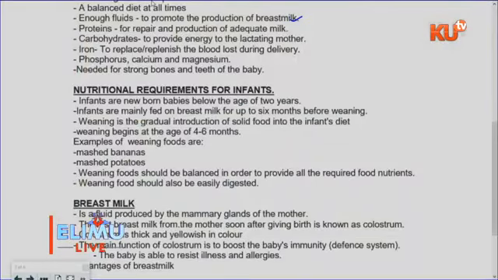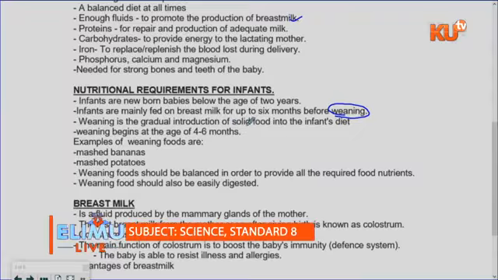So these infants are mainly fed on breast milk for up to 6 months before weaning. We shall learn this word weaning. What is it? We shall learn the meaning of this word. Weaning is the gradual introduction of solid food. It is not rapid. The key word there is gradual. Pole pole. You introduce slowly. The gradual introduction of solid food into the infant's diet, we call it weaning.